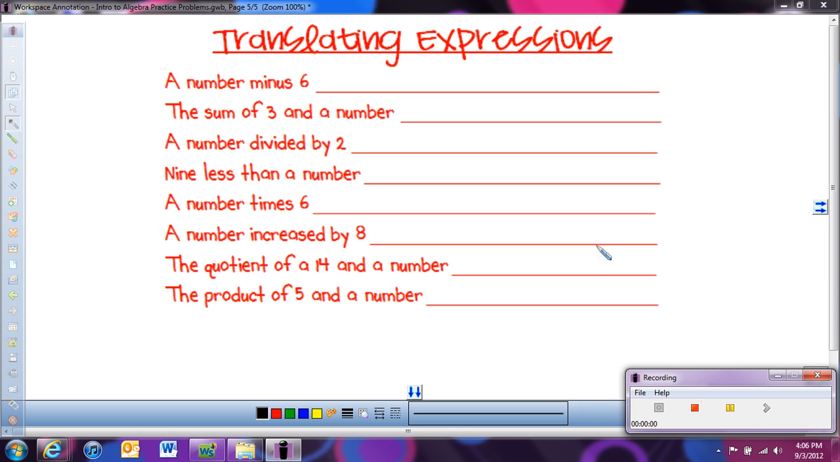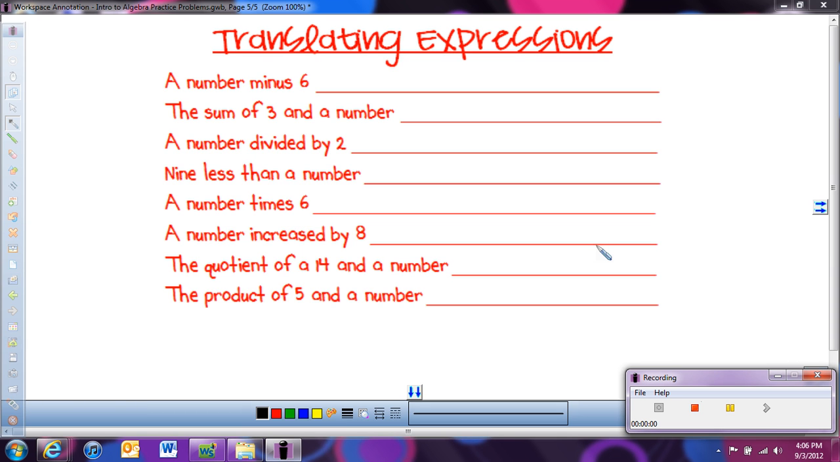In algebra, it's very important to be able to translate expressions. And what that means is you need to be able to take a sentence, a math sentence, and change it from words into a math problem so that we can solve it. We do a lot of this when we're looking at word problems, and we need to change that word problem into a mathematical sentence to be able to solve it.